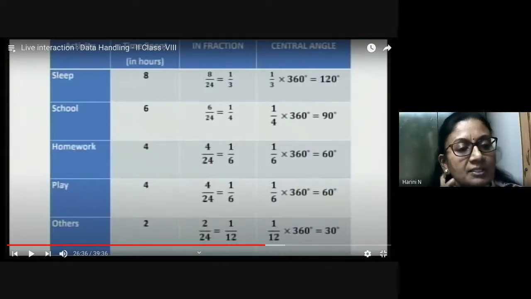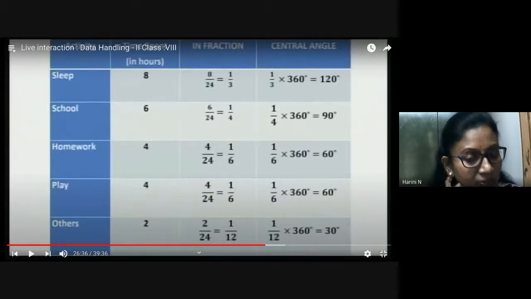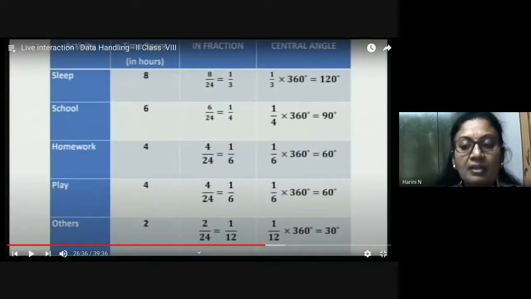Because the sleep is covered in 8 hours, you take 8 hours for sleep. So 8 out of 24, that is 8 by 24, because in a day, in all we have 24 hours, out of which 8 is spent for sleeping. So the fraction of time spent on sleeping will be 8 by 24, which is nothing but 1 by 3. Similarly, the second one is the hours spent in school. Out of 24 hours, 6 hours are spent in the school. So the fraction of time spent in school will be 6 by 24, which is 1 by 4.